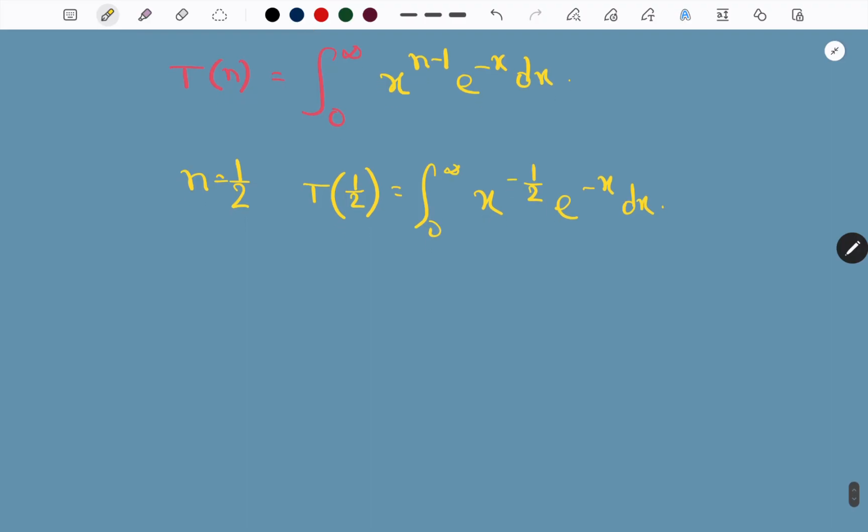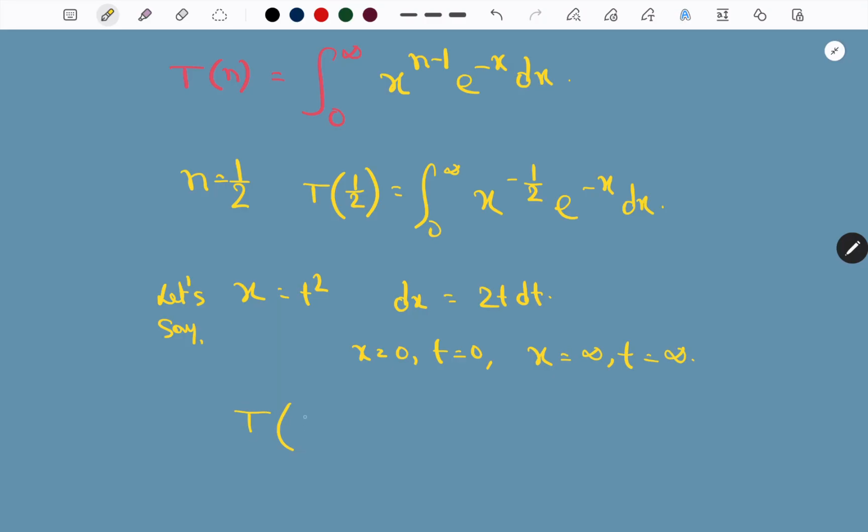Now we can substitute. How do we substitute? Let's say x is equal to t square. So dx will be 2t dt. Since we have to change the upper and lower limits also, when x equals 0, t is equal to 0, and when x is equal to infinity, t also tends to infinity. So tau of 1 by 2 will become the integral from 0 to infinity of t square to the power minus 1 by 2 e to the power minus t square into 2t dt.